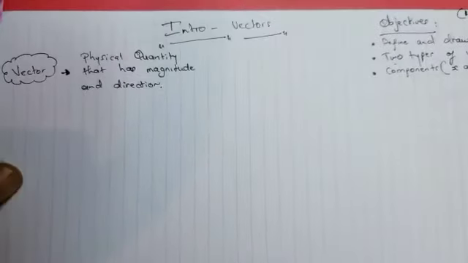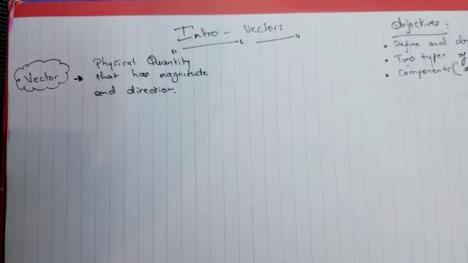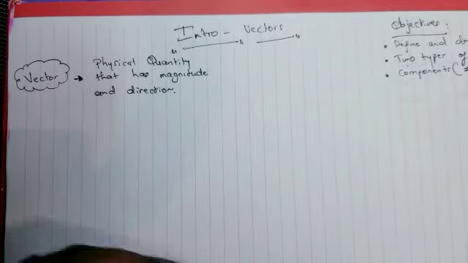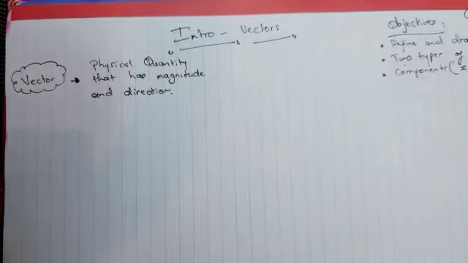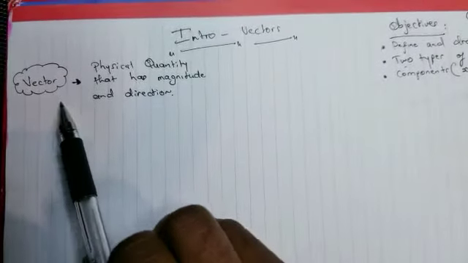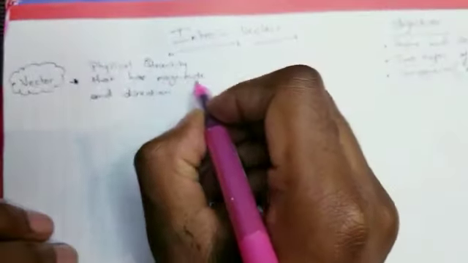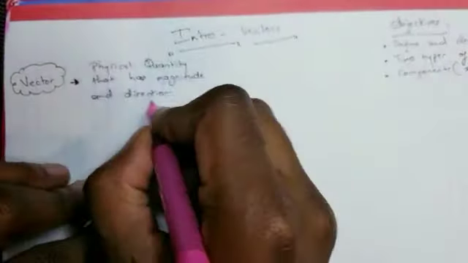All right, as an intro to vectors, there are actually two things that we need to know. We need to know what a vector is and what a scalar is. So in this lesson, I will not focus on the scalar, I'll just focus on a vector. Right, so for the definition, a vector is a physical quantity that has both magnitude and direction. These words are very important, magnitude and direction.